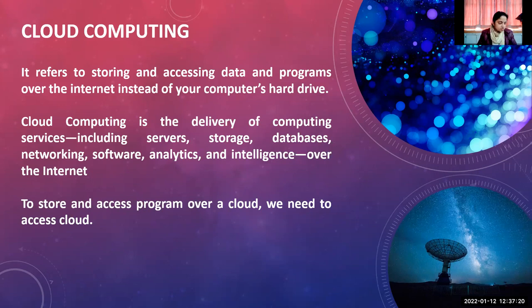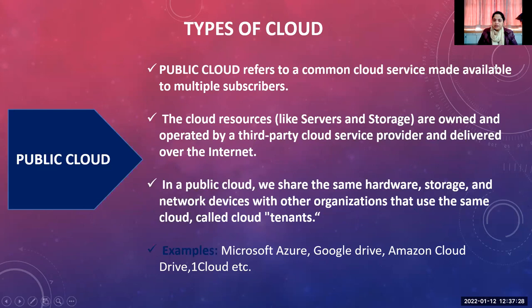Okay, so there are two types of clouds basically. One is your public cloud and second is your private cloud. Public cloud means the common cloud service made available to the multiple subscribers. Like we all use cloud services, whether it is Google Drive, OneDrive, Amazon cloud, or any other service. So that is made available to the multiple subscribers. We subscribe to them, we get a login and password and we access the service.